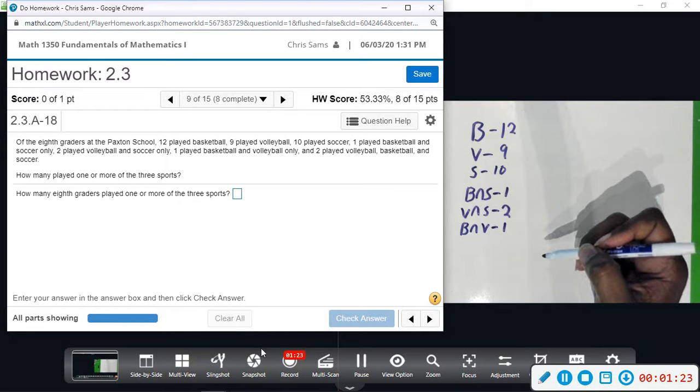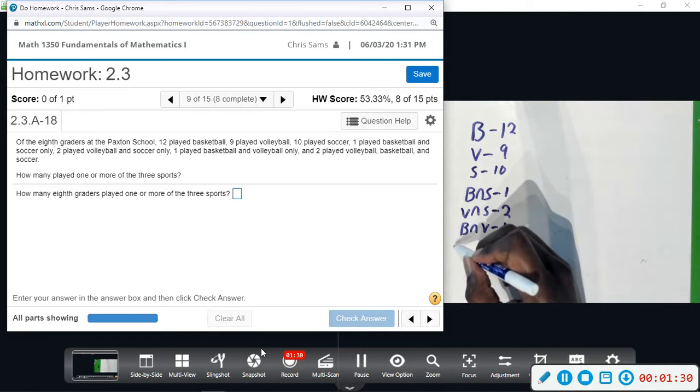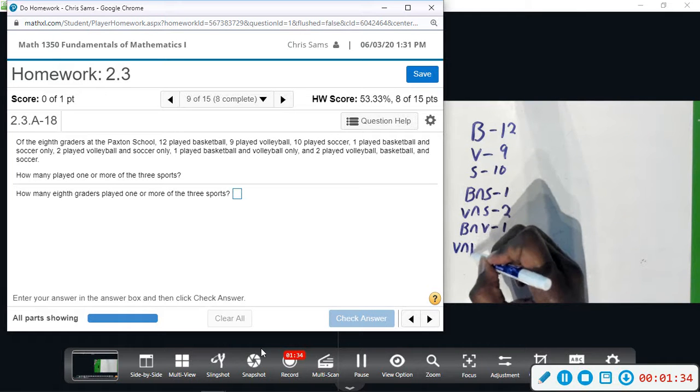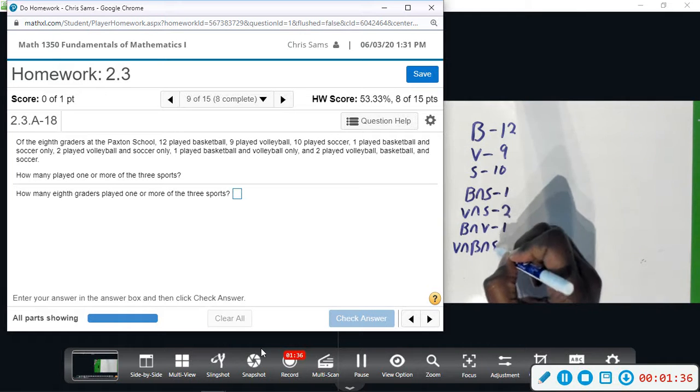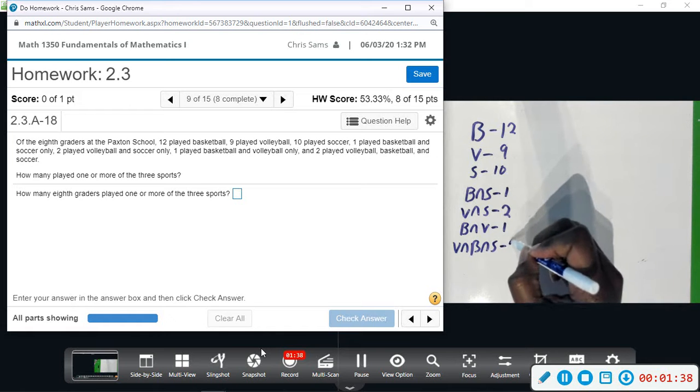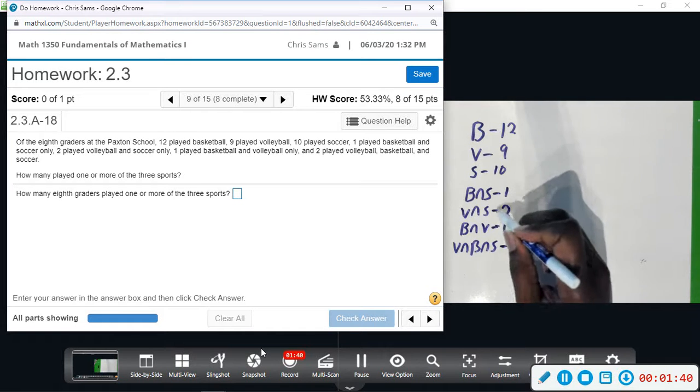And then 2 people played volleyball, basketball, and soccer. So 2 people played all 3: volleyball, basketball, and soccer. In no particular order. It's 2.